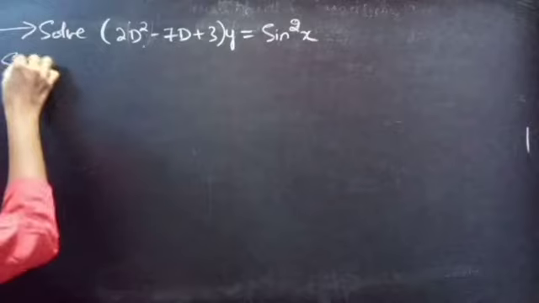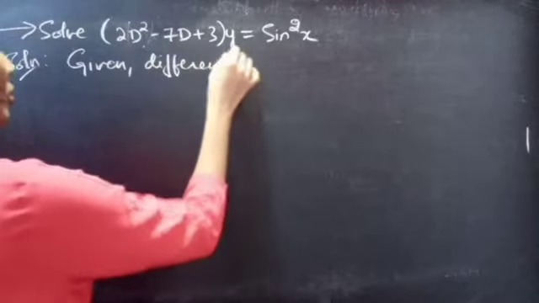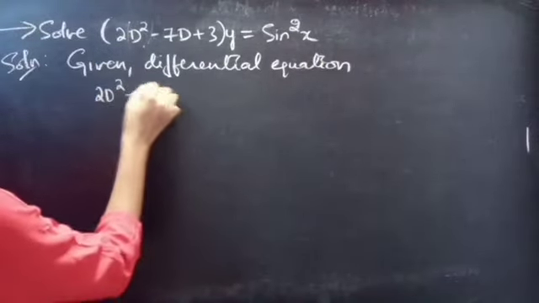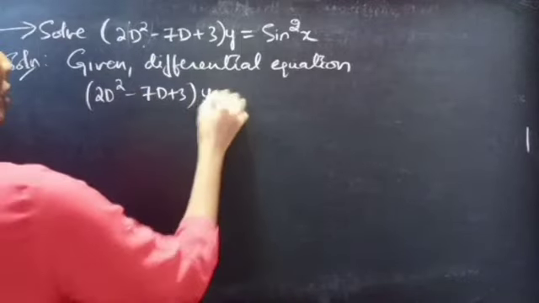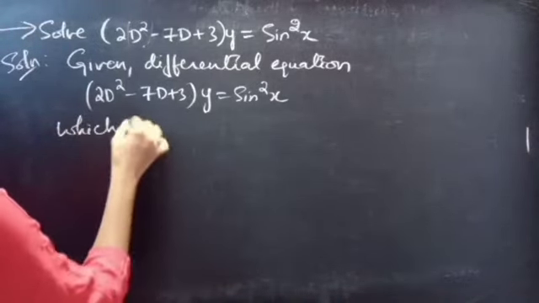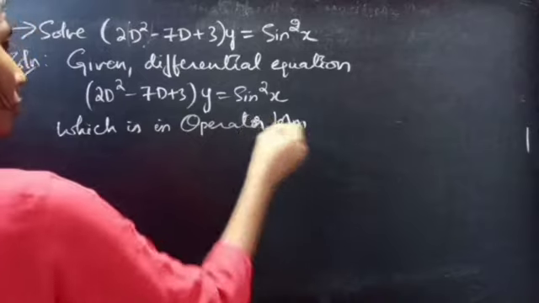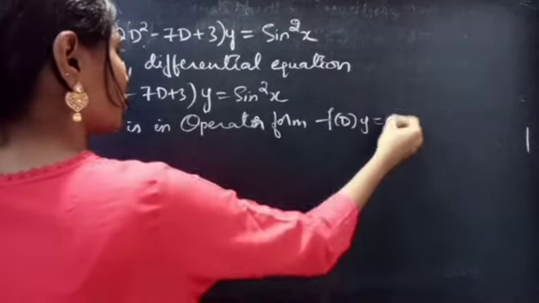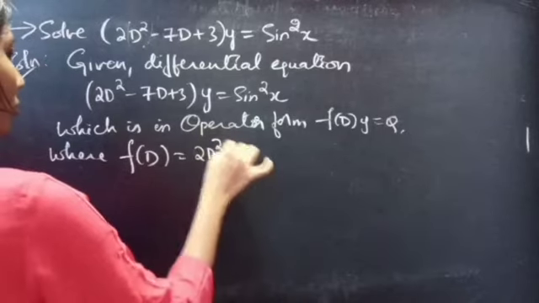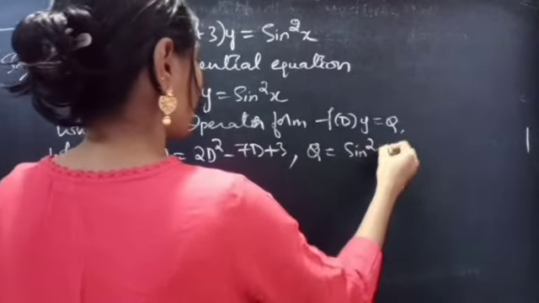We are given a differential equation: (2D² − 7D + 3) y = sin² x, which is in operator form F(D) y = Q, where F(D) = 2D² − 7D + 3 and Q = sin² x.